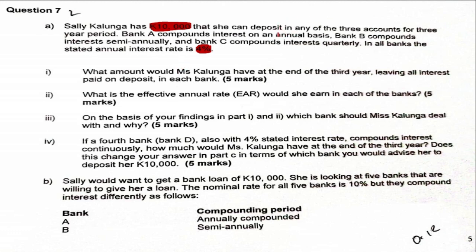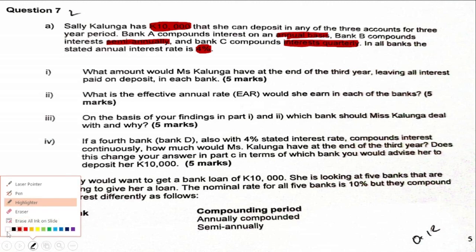For Bank A, we are told that was an annual basis. Bank B, that was semi-annually. Then for Bank C, interest was compounded quarterly. Those are the key areas to take note of. So the question says, what amount would Miss Kalunga have at the end of the third year, leaving all interest paid on deposit in each bank?